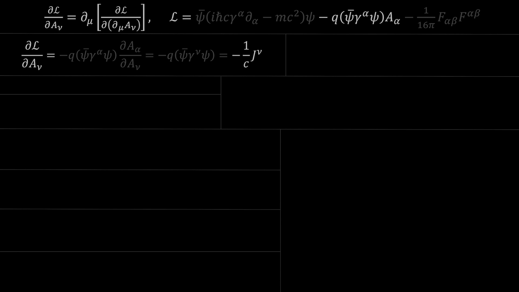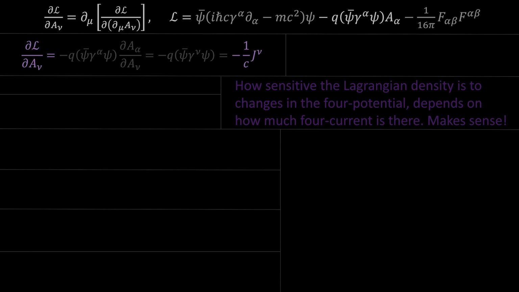One way to think about this is as an equation involving 4-vectors. So if you want to think about the partial derivative 4-vector of the Lagrangian with respect to the components of A, we can see now that that is equal to the four-current up to some factor of speed of light and a minus sign. This actually makes a lot of sense.